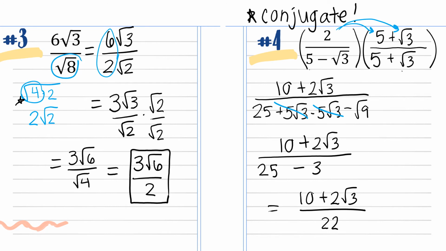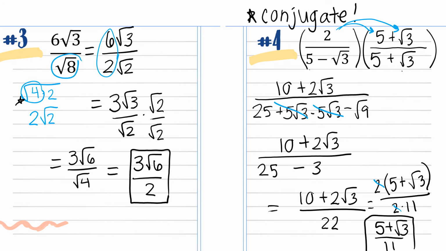Oh, a bit more here. Notice I have all even numbers, so I can take a 2 out. So if I write this as 2 times 5 plus root 3 over, I'm going to write 22 as 2 times 11. Notice that my 2's cancel. So our final answer here would be 5 plus the square root of 3 over 11.